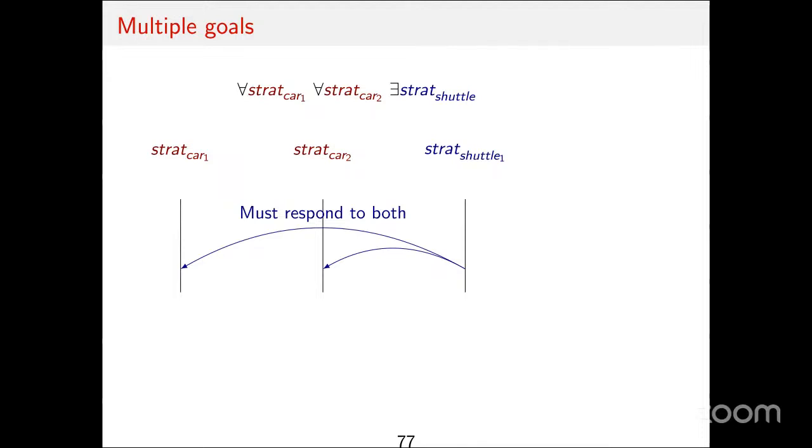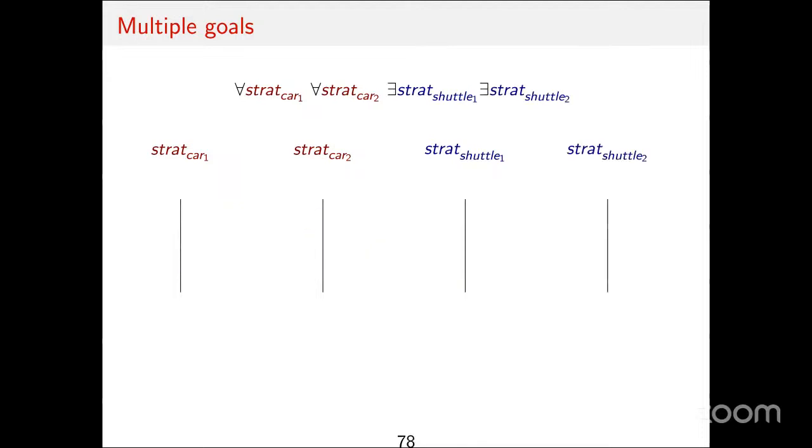formalize. And so what we do is we add a new quantifier for a second strategy of the shuttle. And now the strategy of shuttle 1 responds to the strategy of car 1 and the strategy of shuttle 2 responds to the strategy of car 2.